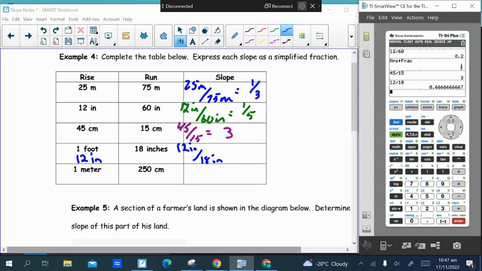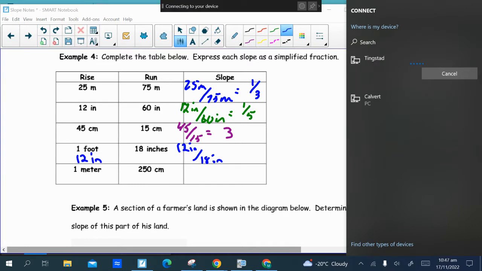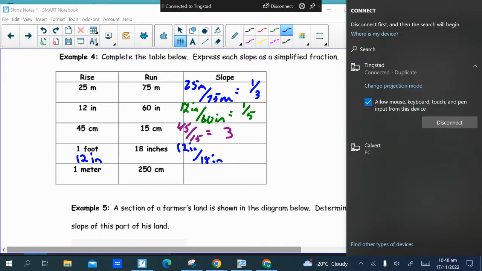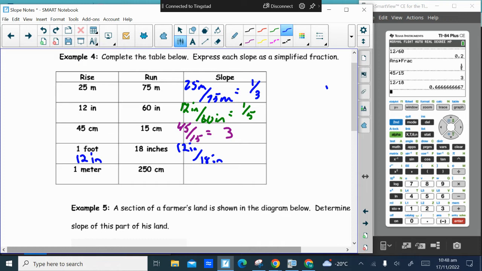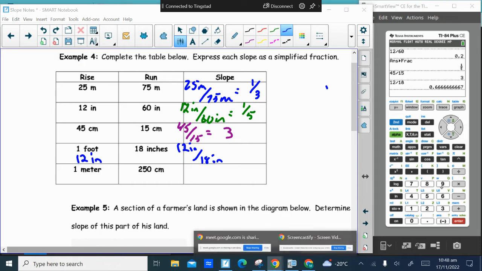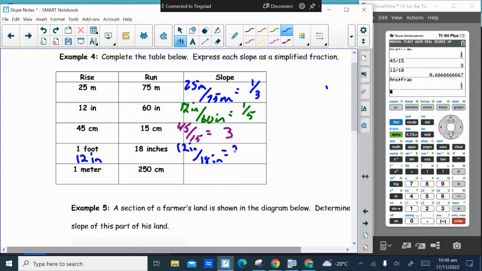And if you can write that as a fraction on your calculator, it's 2 over 3, because if you take the original fraction and you divide top and bottom both by 6, you'll get 2 over 3.